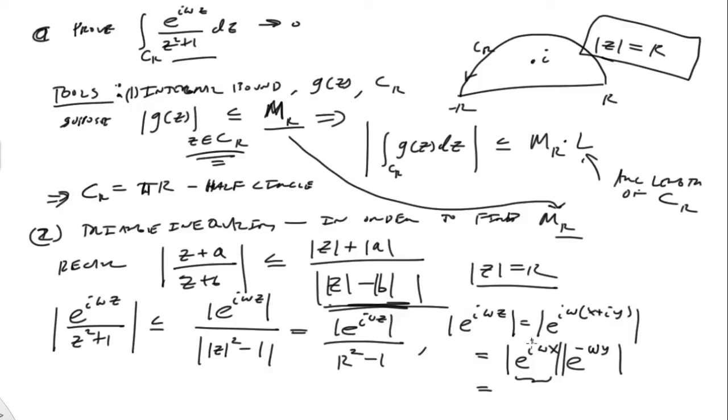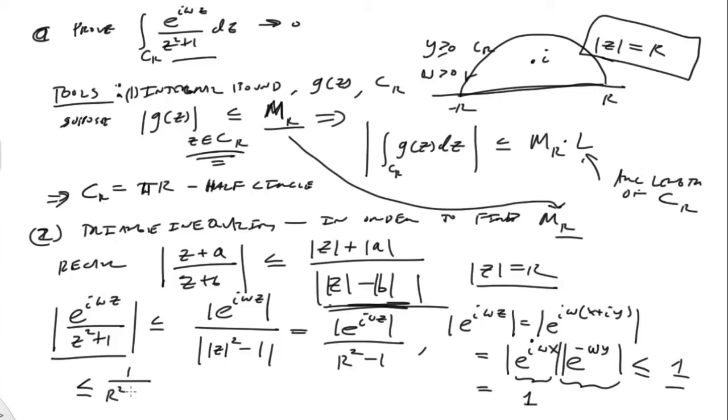This, of course, because this is a pure imaginary exponent, is always going to be 1. And recall up here that y is always greater than or equal to 0. And we also said that omega is greater than 0, in which case this thing right there is always going to be less than or equal to 1. All right, so now we have a nice bound there. We can continue on and state that this integrand here is less than or equal to 1 over r squared minus 1.